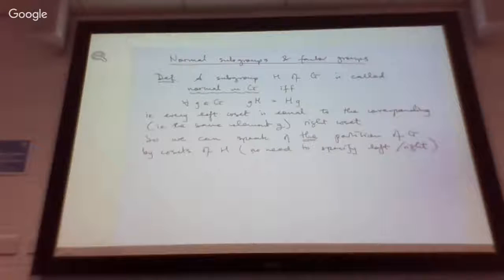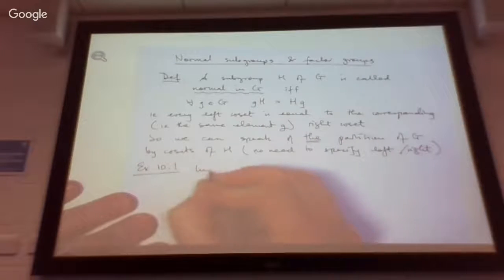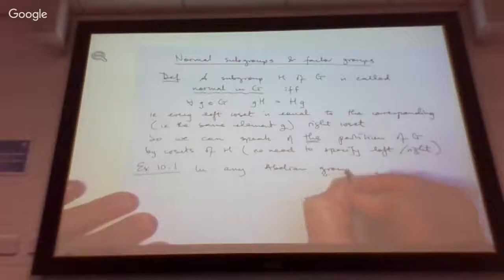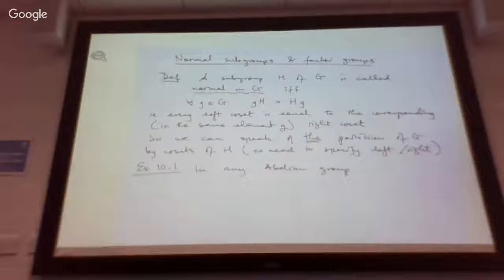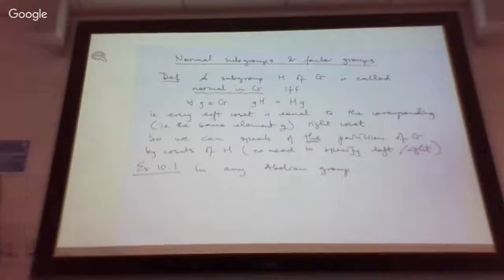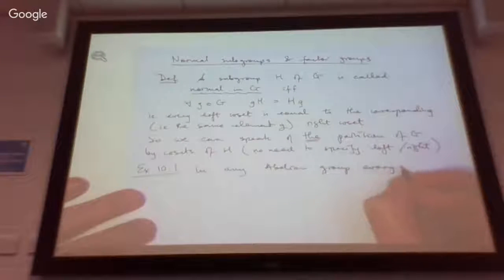So the first example, example 10.1, well, this is kind of like a little result in itself. In any abelian group, remember, an abelian group is one where the group operation is commutative. Well, the condition of normality is a commutative type condition. So if everything is commutative anyway, it's not surprising that every subgroup is a normal subgroup. Okay? So in any abelian group, every subgroup is normal.